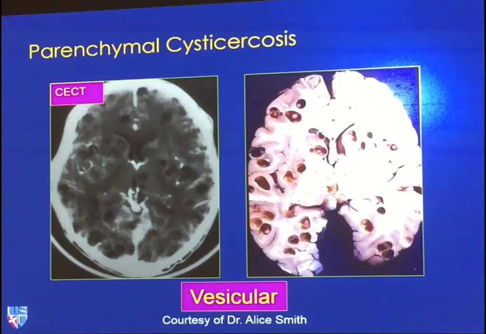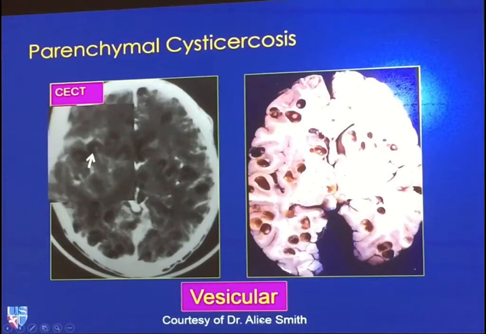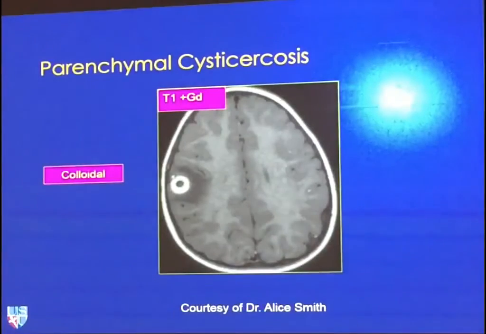Okay, so here is a contrast-enhanced CT image of the brain with the gross specimen that goes with it. As we zoom up here, you can see there's a cystic lesion with an enhancing nodule, which nicely matches up with the finding in gross pathology. This is the vesicular form of disease.